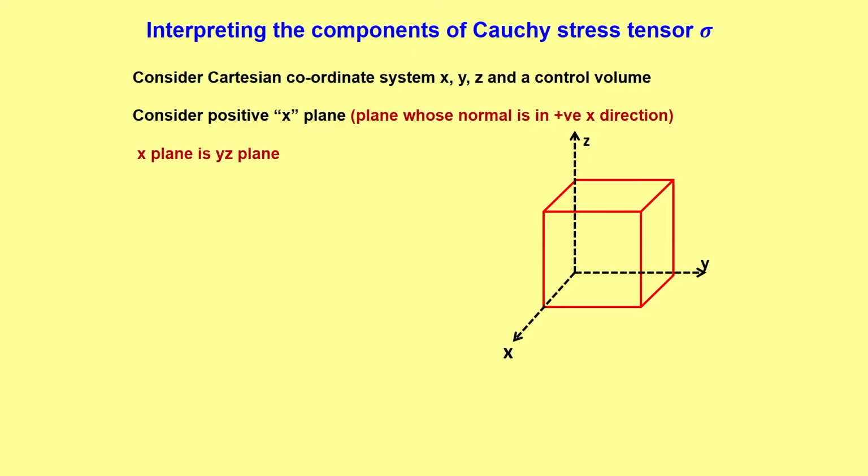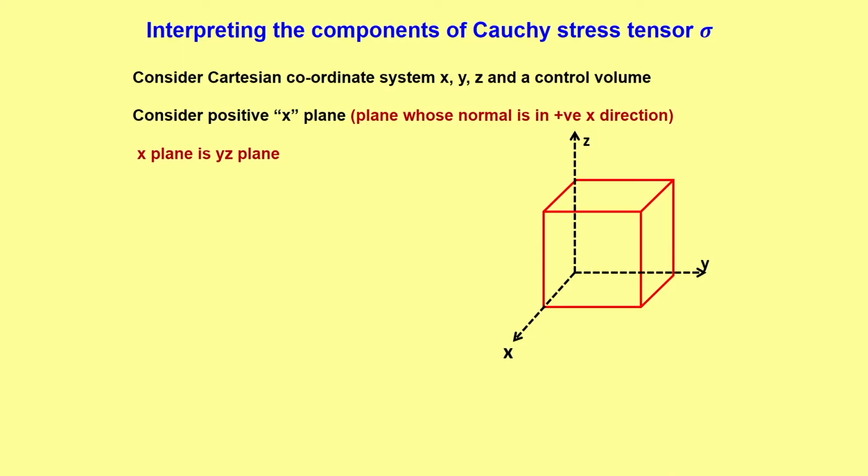Having said that, now the next job is to interpret the components of Cauchy's stress tensor. We know that there are 9 elements. Now, what are these 9 elements? What does it represent? So, for that we need to define the Cartesian coordinate. So, you have a Cartesian coordinate x, y and z, and to make it simple, a control volume is also shown. Control volume is a very common terminology which is used in continuum mechanics or any other form of mechanics.